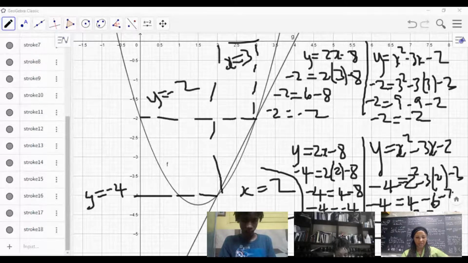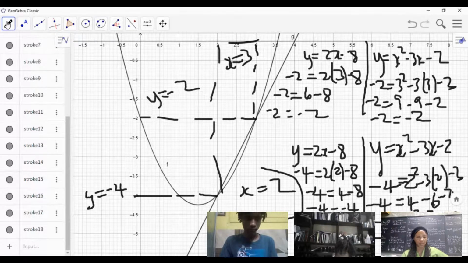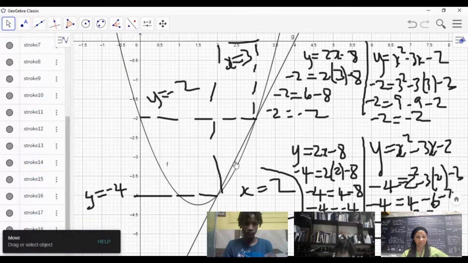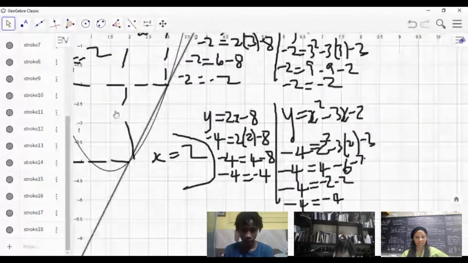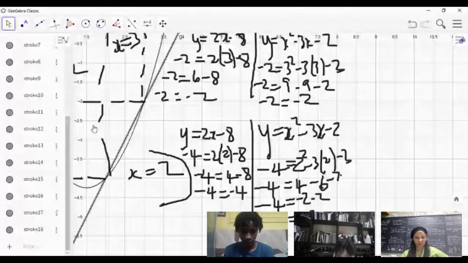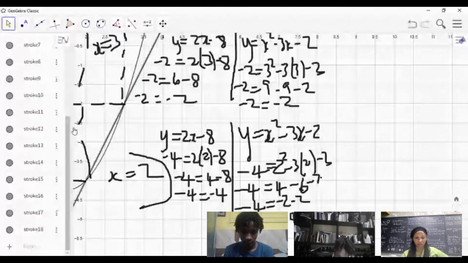All right, I'm going to shift that part of the screen for those who are unable to see it. Can you see it now? Yes, miss. Still can't see it?